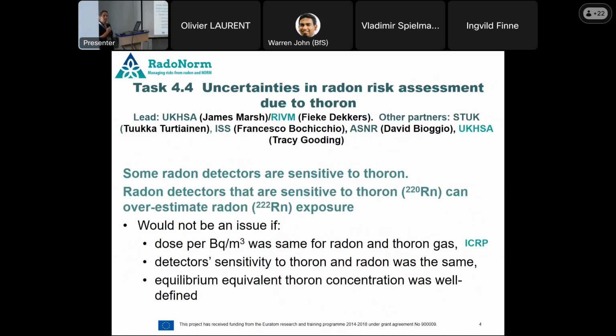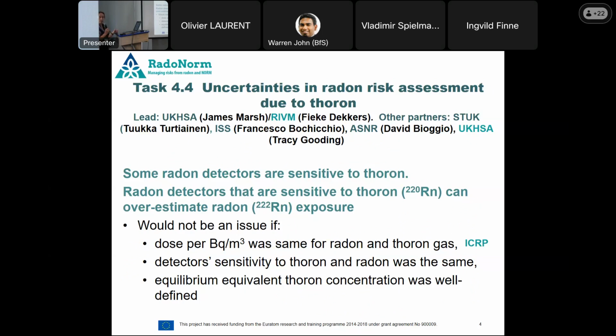Now, what we were doing in Radon Norm, and this was a task originally led by James Marsh from the UK Health and Safety Authority, who unfortunately had to retire for health reasons, was looking at the uncertainties in radon risk assessment due to the presence of thoron. And the important fact that we'll address in the first half of this talk is that some radon detectors that are commonly used in surveys of radon are also sensitive to thoron.